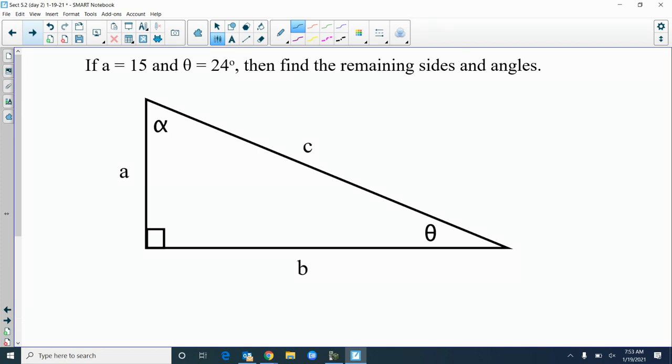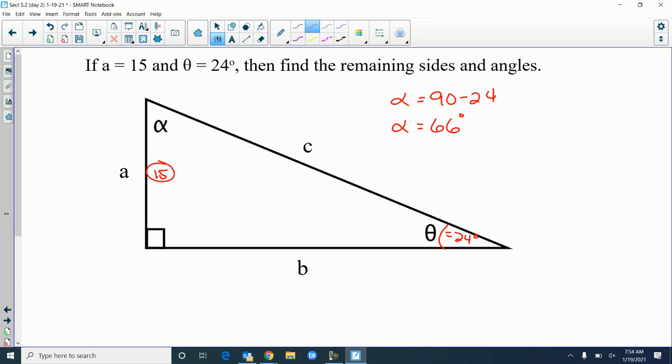All right, now part of what you have to do is solve for missing sides and missing angles. I'm not going to spend a ton of time on this because you probably did this a lot in geometry and a lot in algebra too, but at least I want to hit it. So if A equals 15, and theta equals 24 degrees, we want to find everything we can. Now, finding alpha is not hard at all. That's going to be 90 minus 24. So that gives me 66 degrees.